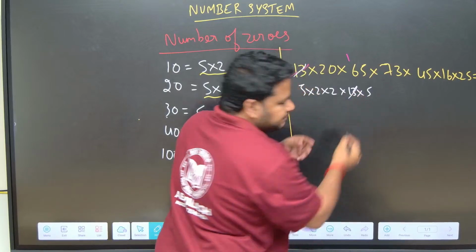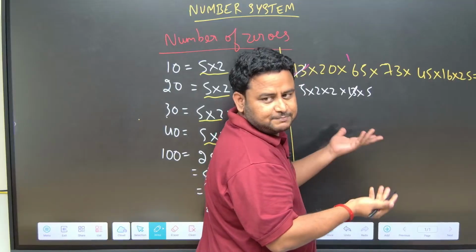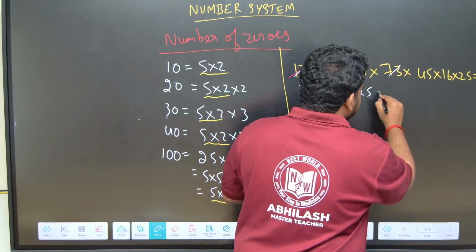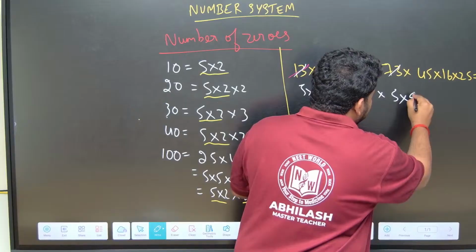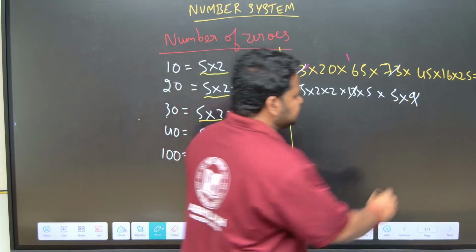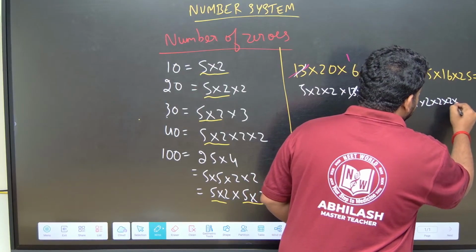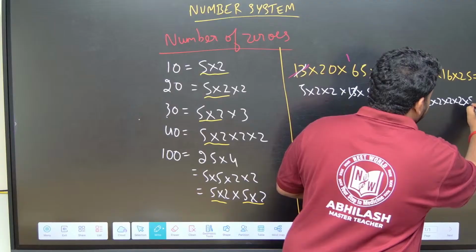Alright, this 13 I can remove. It is of no use for me. 73 is of no use for me because it is a prime number. Okay, 45 can be written as 5 into 9. I don't want 9, I want only 5. 16 can be written as 4 into 4, which can be written as 2 into 2 into 2 into 2. And 25 can be written as 5 into 5.